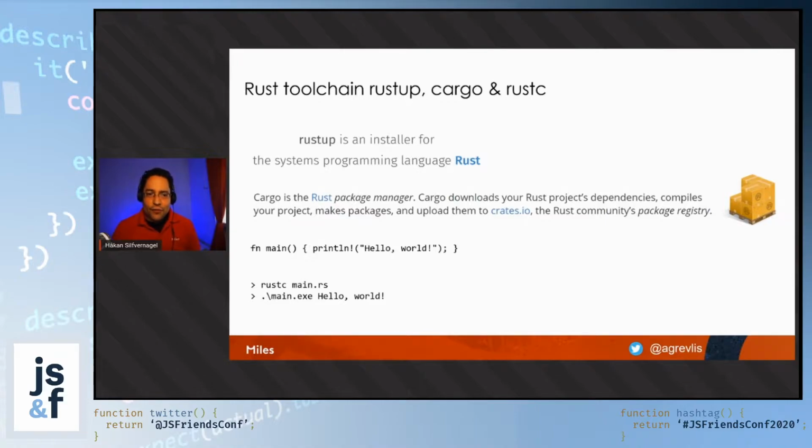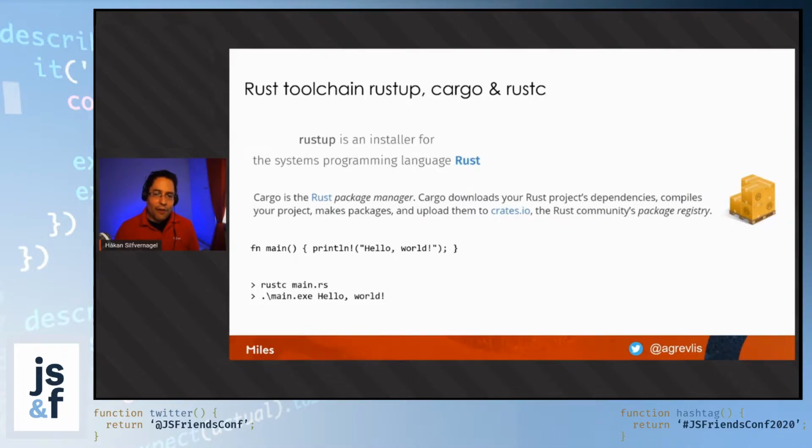So in Rust, you need to know about the toolchain. The Rust toolchain consists of three different parts. It's rustup, which is the installer for Rust. It's cargo, which is the Rust package manager. So when you're using Rust, you can compile your project and turn it into a package, and then you can upload it to crates.io, which is the package registry for Rust. And then finally, we have rustc, which is the compiler for Rust.